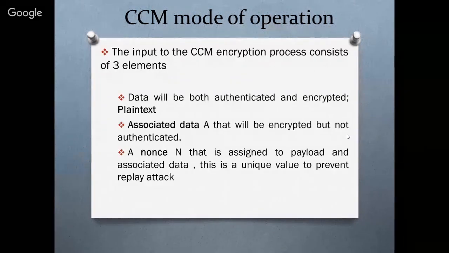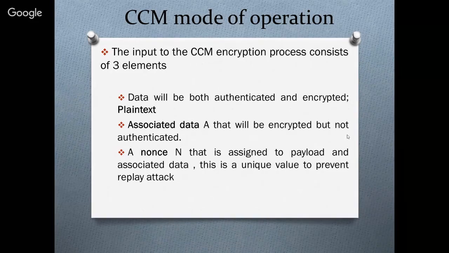So in this mode of operation, we are going to satisfy both confidentiality and authenticity. To provide those two, we are going to use the 3 elements over here: plain text, associated data, and the nonce. Plain text is your normal information, and your associated data will be encrypted, but it is not an authenticated part. It is information for which you are going to give authentication. And a nonce is just a unique value which is used only once for each and every part of your information wherever you're going to have a transaction.